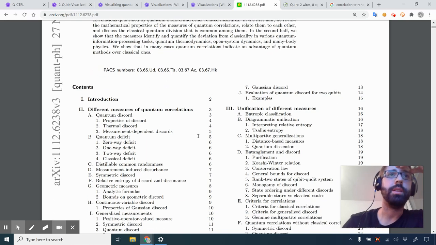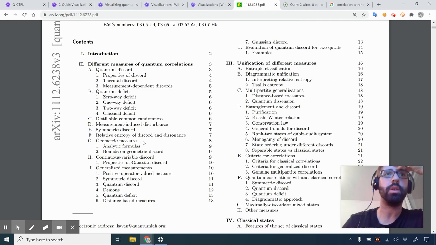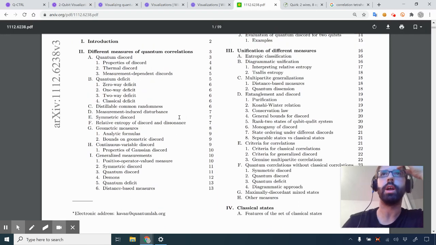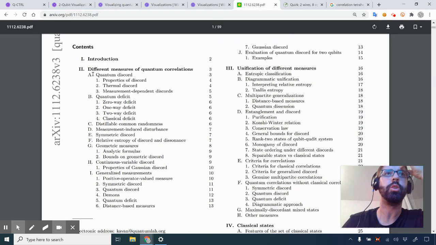So we have different measures for quantum correlation. Okay, so quantum discord, quantum deficit. Oh, those are new concepts. I like when there's new concepts. Unification of different measures. Let's see if we can get down with at least the introduction or the point two.